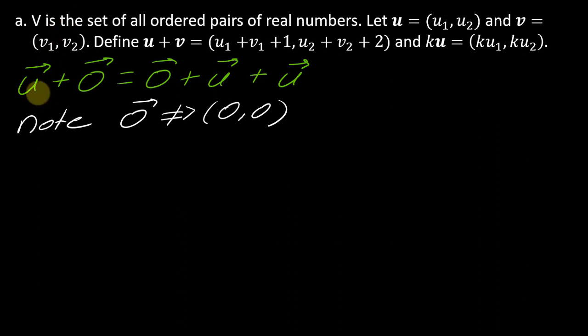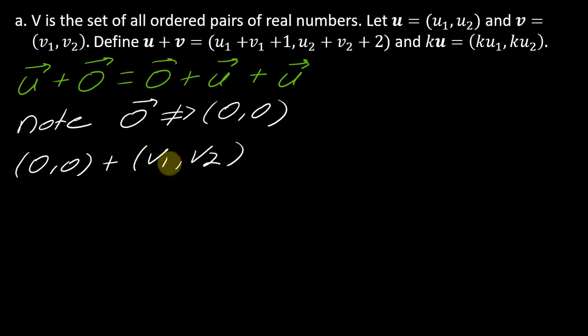Now, if this were the normal R2 space of just two real numbers, and we just do U1 plus V1 and U2 plus V2, so if this operation were defined like we would normally think of, then sure, this would be the zero vector. But actually in this case, this isn't going to work out. So notice what happens. If I take 0, 0 plus, I'll take V1, V2.